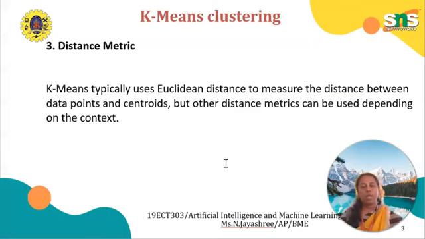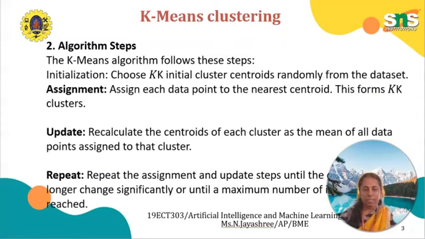And the third one is what? Distance metric. K-means typically uses Euclidean distance to measure the distance between the data points and centroids, but other distance metrics can be used depending on the context. This is what K-means clustering is.